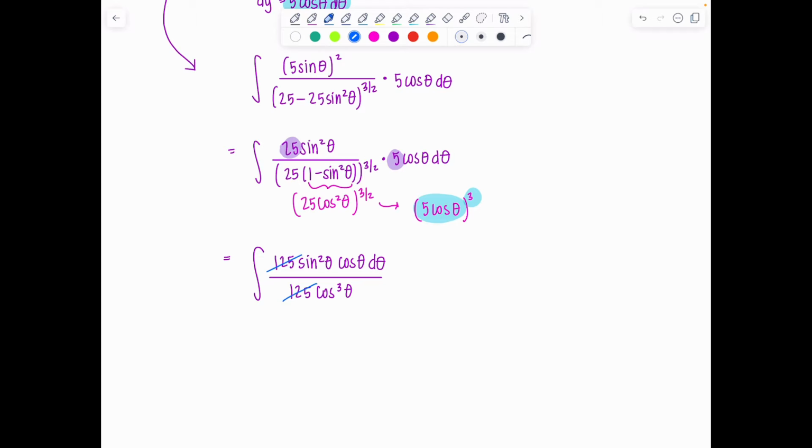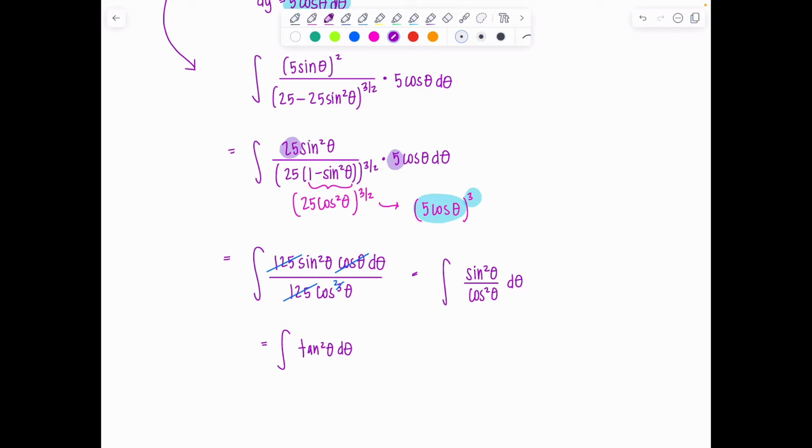We love when that happens. And also I can cancel out one of the cosine thetas. So now I just have cosine squared in the denominator. So that leaves us with the integral of sine squared theta over cosine squared theta d theta. Well, we must just jump to rewriting this as tan squared theta. I mean, what other choice is there?